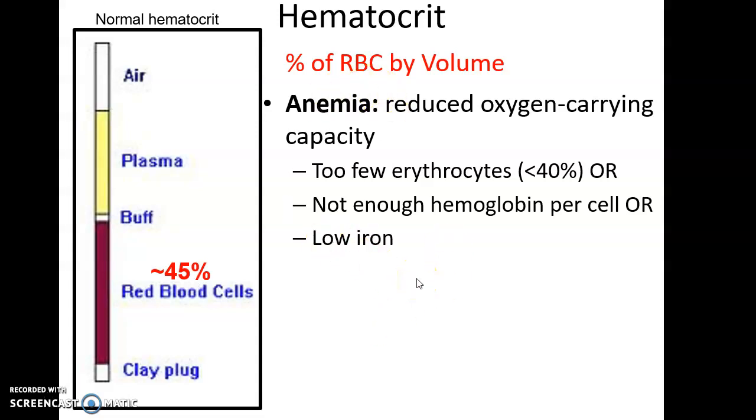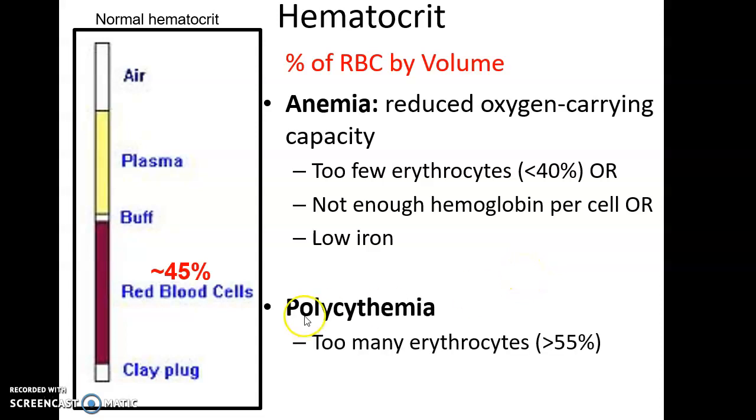Anemia is a condition where you have a reduced oxygen carrying capacity in the blood. This can be because you have few erythrocytes, so less than 40%, or you don't have enough hemoglobin per erythrocyte, or you don't have enough iron. So these are three different things that could lead to anemia. Polycythemia is the opposite. It's when you have too many erythrocytes. So when you have greater than 55% of the blood volume is red blood cells, then that is also a problem.